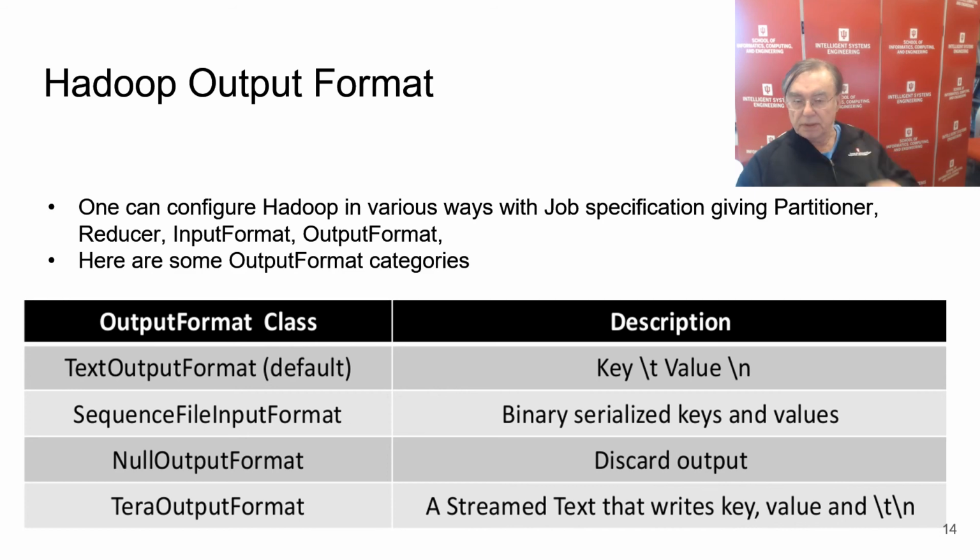There is an output format defined in Hadoop when you specify it. The usual output format is key value pairs, but there are some other ones for sequence files and null, no output, and also a streaming example. All right, so these are all things you specify when you run your Hadoop job.